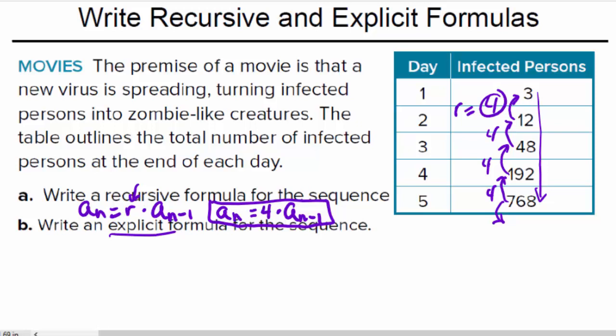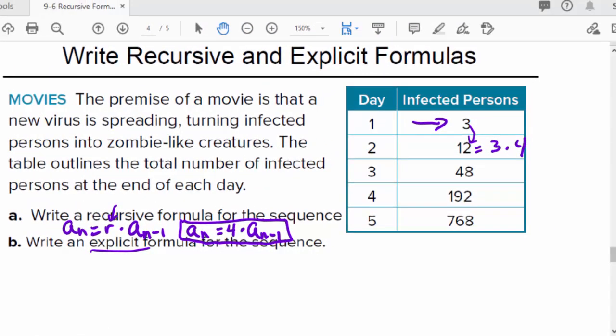Now, let's take a look at a pattern here. We started with our first term of 3. To get from 3 to 12, we took 3 and multiplied it by 4. To get from 12 to 48, we took 3 and times it by 4 and times it by 4 a second time. And then from 48 to 192, we took 3 and times it by 4, times it by 4, and times it by 4. And you'll start to see a pattern here. 3 times 4 times 4 times 4 times 4. And here's where the pattern comes in.